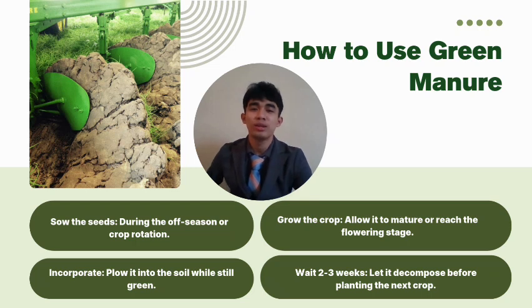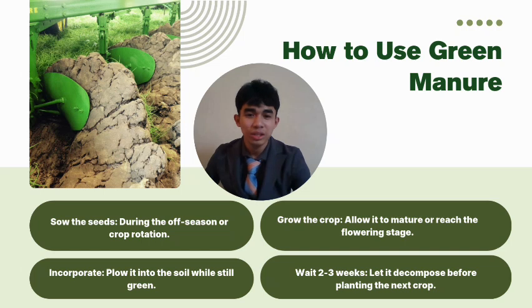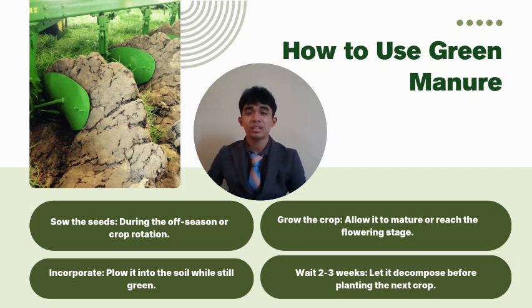How to use green manure? First, we sow the seed during the off-season or crop rotation. Then, we grow the crop, allowing it to mature or reach the flowering stage. Then, we will incorporate it. We plow it into the soil while still green. We wait 2 to 3 weeks to let it decompose before planting the next crop.